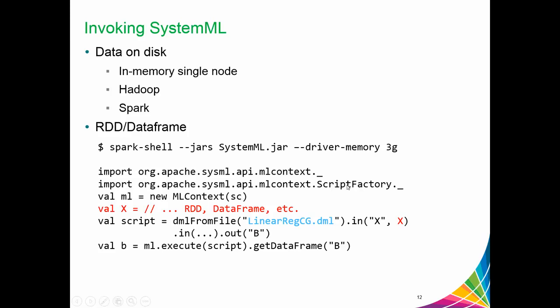The script factory class allows a DML script to be created from strings, files, URLs, and input streams. Here we will use the dmlFromFile method to create the script object. The input RDD X can be passed using the in or input command. Finally, we execute the script using the execute method of ML context object.